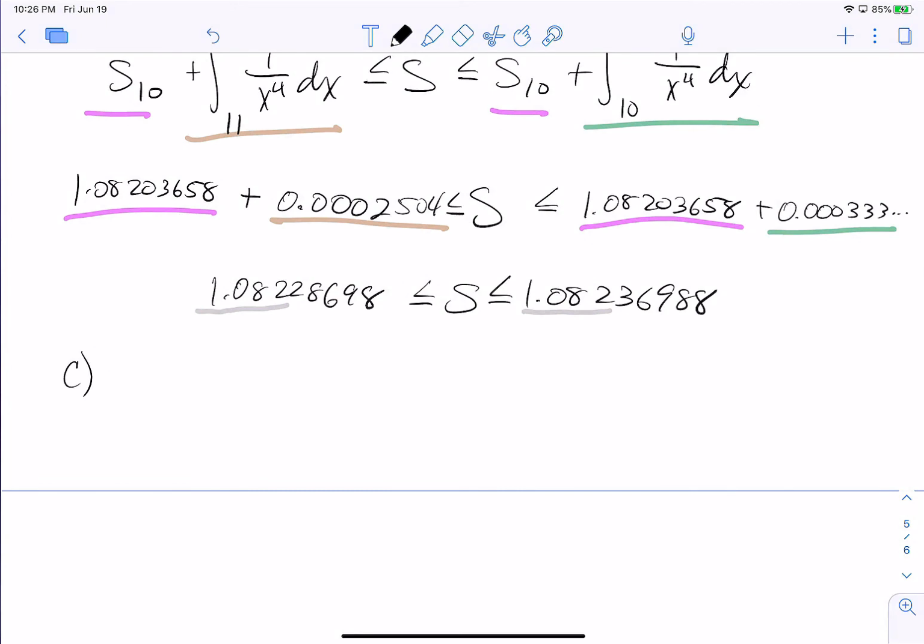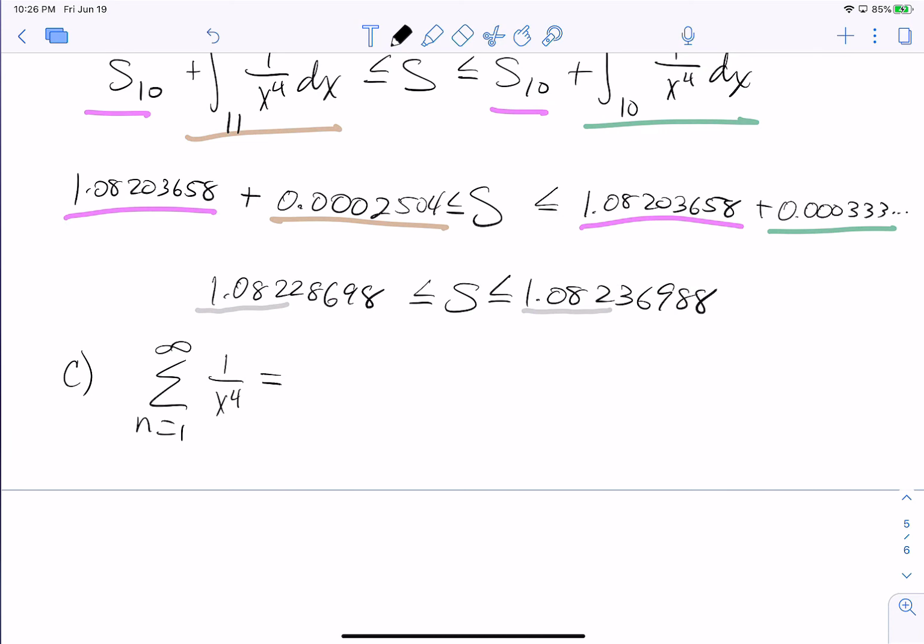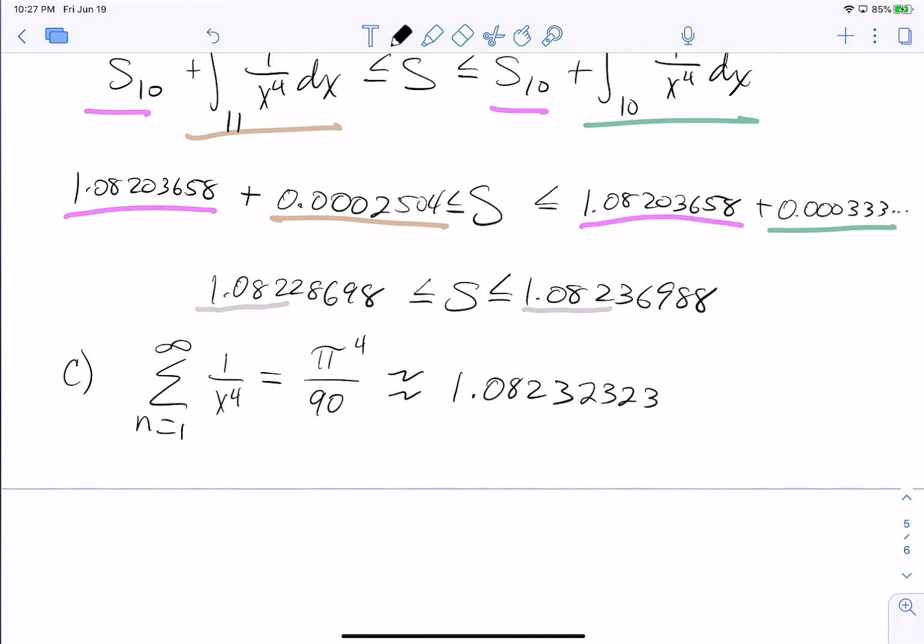Part C asks us to compare this with a known value. The sum as n goes from 1 to infinity of 1 over n to the fourth was actually computed by Leonhard Euler, and he found that it was equal to pi to the fourth over 90. I'm sure he just guessed it and just happened to be right. Sure, that's how things work. Putting that into a calculator would give us approximately 1.082323233. That's as much as I'm going to write. But notice that we had the 1.082 already. The rest of it is just more accuracy.